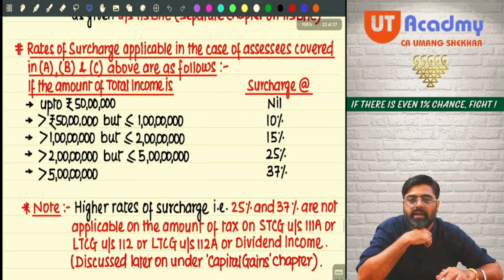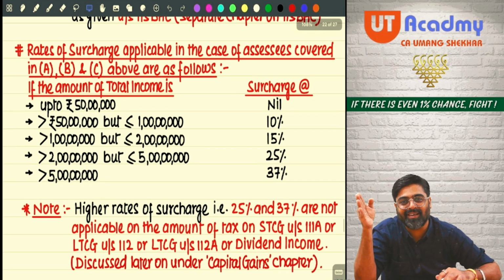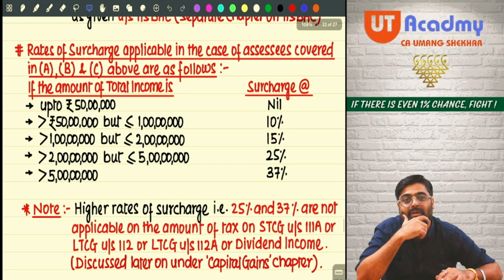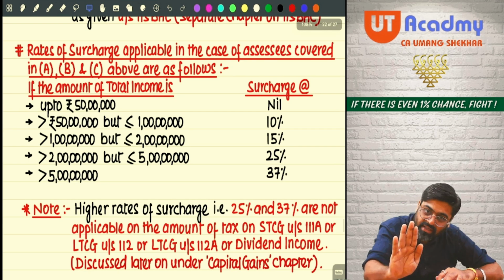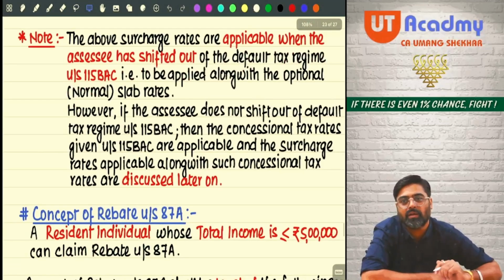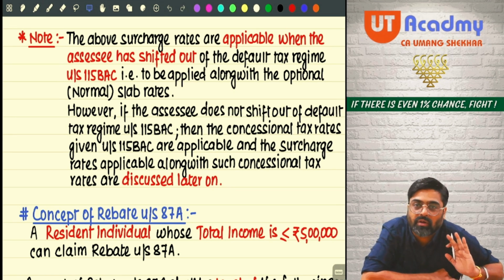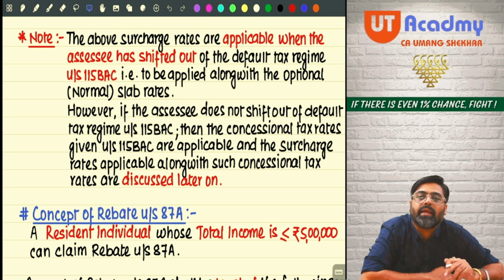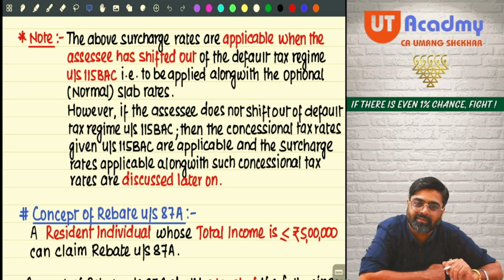Read this note. So these surcharge rates are to be applied when you apply normal slab rates, when you shift out of 115BAC. But what if you remain under 115BAC? The concessional slab rate will come, and at that time the surcharge rate will be a little bit different. Okay, that is what is written over here. If the assessee does not shift out of the default tax regime, that means he follows 115BAC, then the concessional tax rates given under 115BAC are applicable, and the surcharge rates applicable along with the concessional tax rates are discussed later on, right?